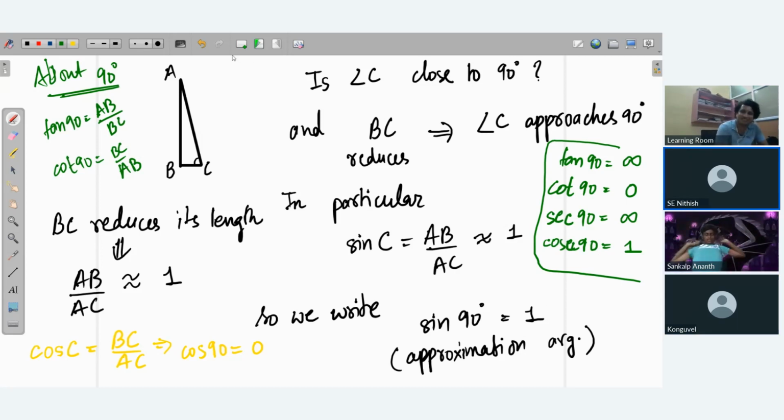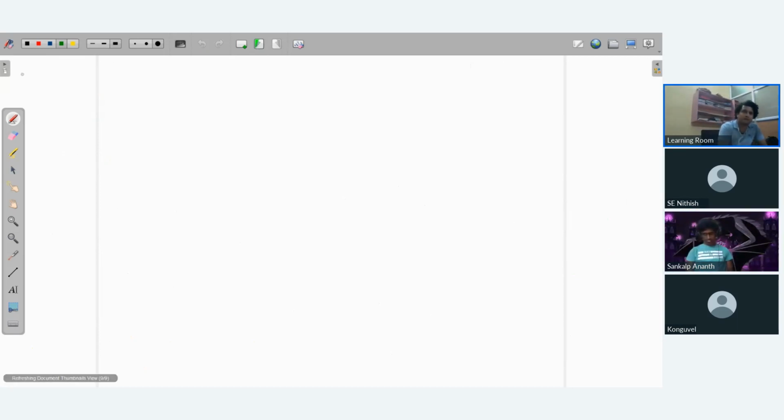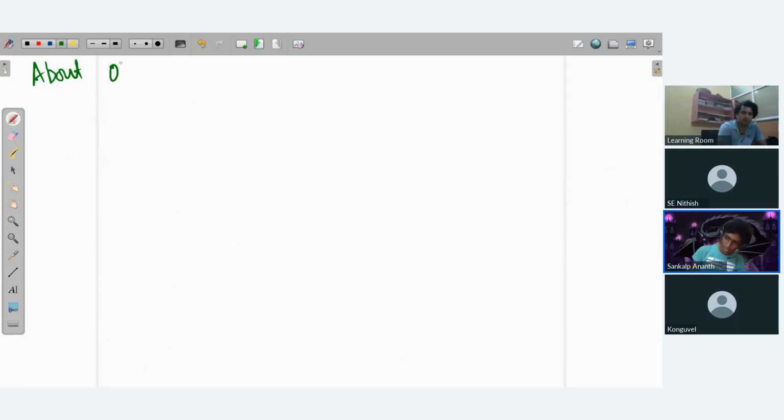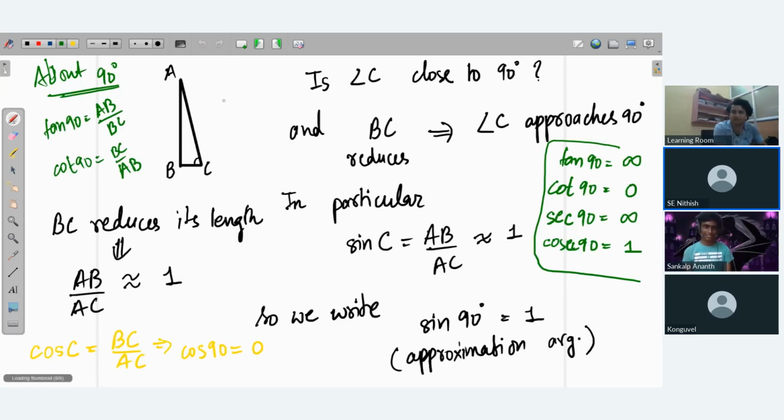Okay. Now let's discuss angle 0. Sir, I still don't get cot, sir. Cot 90 is basically the reciprocal of tan 90. We should take it as 1 by infinity, like that's how we take it in fractions, right, sir? 0 by anything is 0 only.